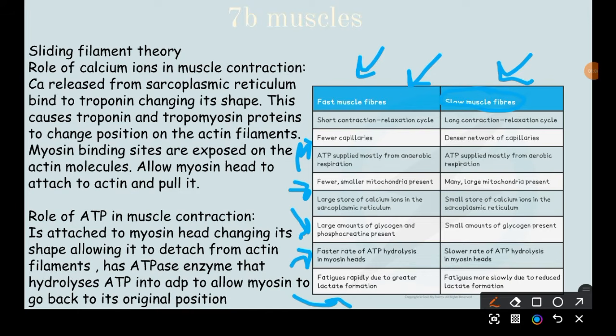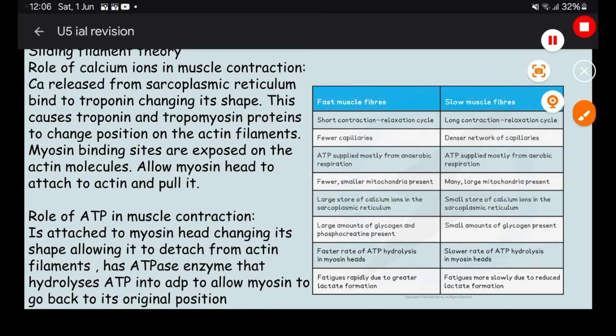while slow muscle fibers have a denser network of capillaries. They have a long contraction relaxation cycle. They have many mitochondria. ATP is supplied often from aerobic respiration, and they have small amounts of glycogen, and they fatigue more slowly because they have less lactate formation.